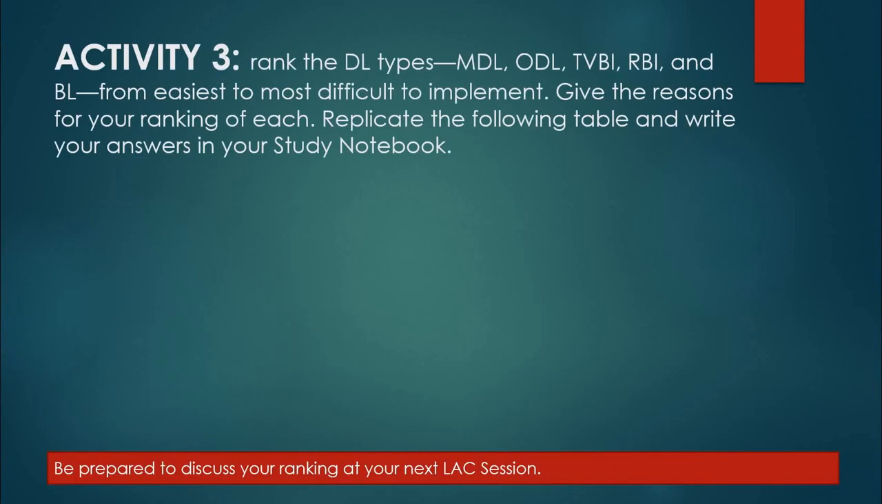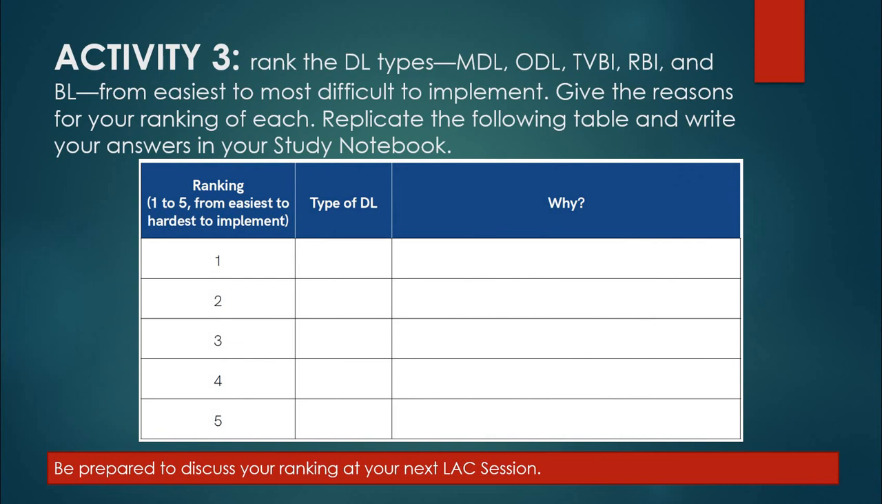Now we will have Activity 3. Rank the distance learning types, modular distance learning delivery, online distance learning, TV-based instruction, radio-based instruction, and blended, from the easiest to the most difficult to implement. Give the reasons for your ranking of each. Replicate the following table and write your answer in your study notebook. So this is the table that you will replicate and write in your study notebook.